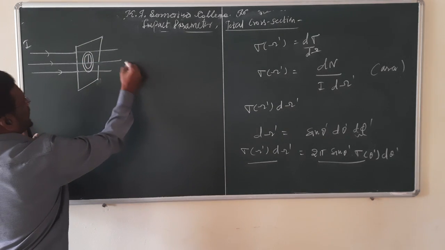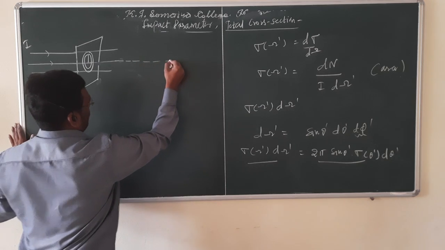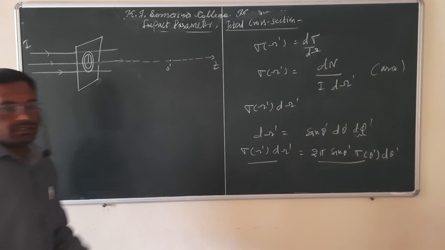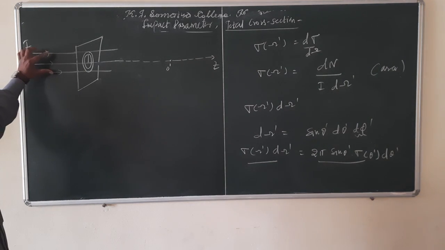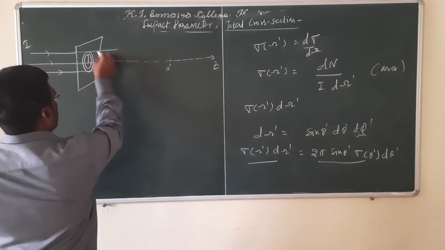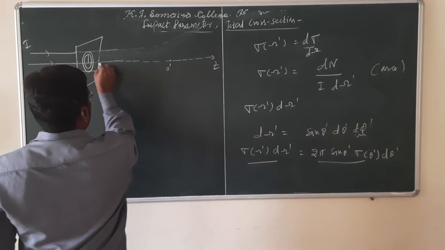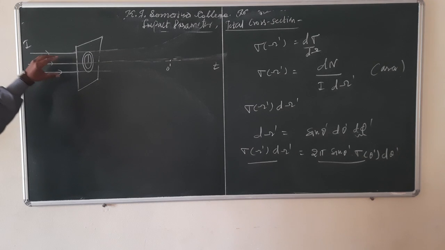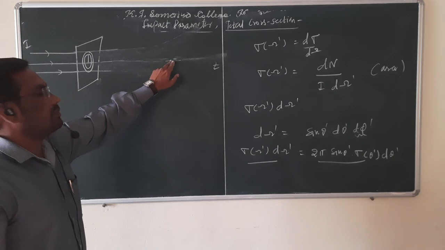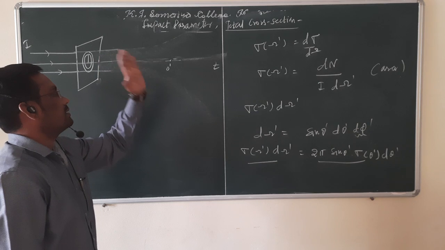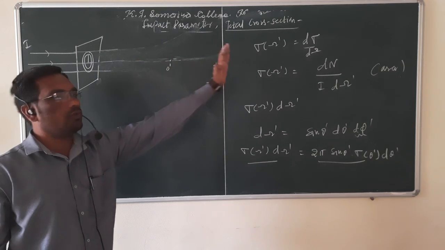Suppose here we have the force center, which is at O dash. This is the Z axis. Now all the particles are coming like this and going to scatter. As I told you, all those particles are scattered in all the 4 pi directions. Like I told you in the example of the flow of water, water is coming like this and there is some obstacle. The water goes in all the 4 pi directions. Some is going like this, some is moving sideways, some is moving forward.